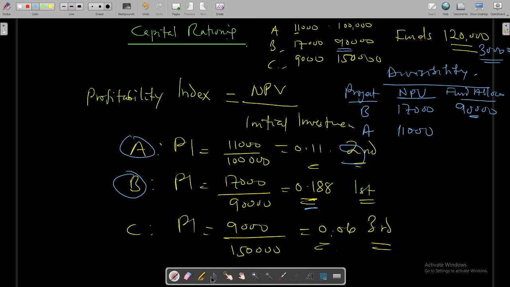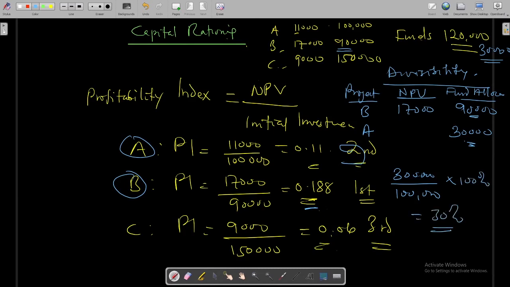But that requires an initial investment of 100,000, and the funds available is 30,000. So we are only going to invest the 30,000. It means that we will not have 70,000 for project A. Therefore, we are going to earn only a proportion. So we have 30,000 over the 100,000 that we require to invest times 100%, and this one will give us 30%. So we are only going to earn 30% of the 11,000.